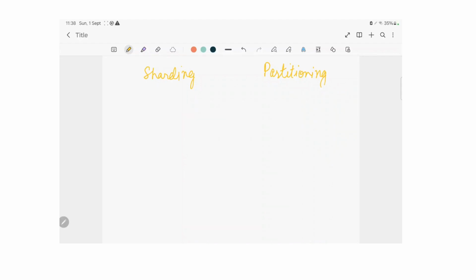Let's look at the differences between sharding and partitioning. These two terms are very similar and often confusing. In a general sense, we want to divide the data for better performance and other aspects. But the inner workings and concepts are very different. So let's demystify the difference.